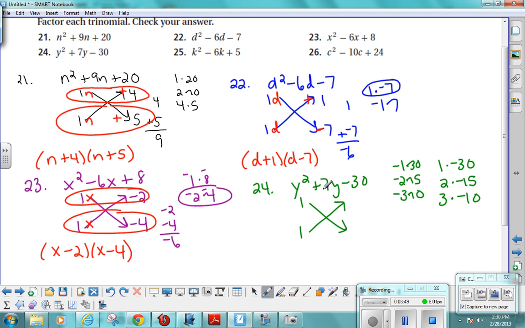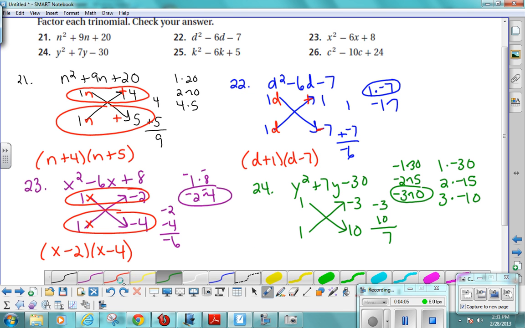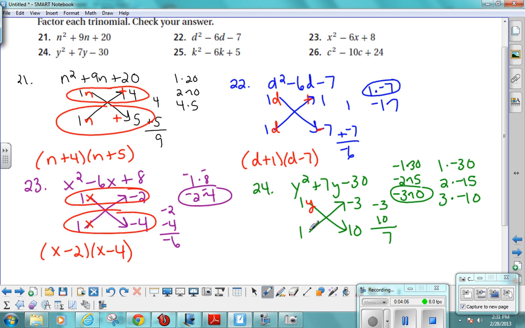But the pair I have to pick is the ones that add up to 7. So which of those sets of numbers adds up to 7? Well, I think it's the negative 3 and the positive 10. So 1 times negative 3 is negative 3. 1 times 10 is 10. Add those up, I get the 7. So go back in, put your variable back in your first column. So then I've got straight across, I've got a y and a negative 3. And straight across, I have a y and a positive 10.